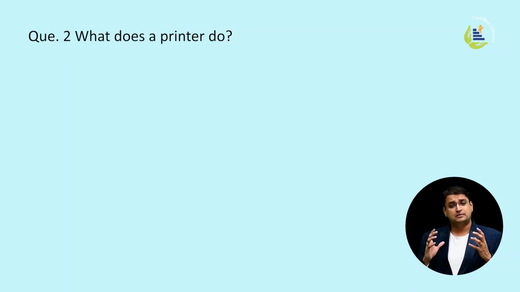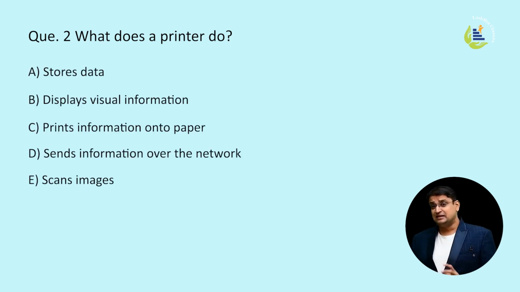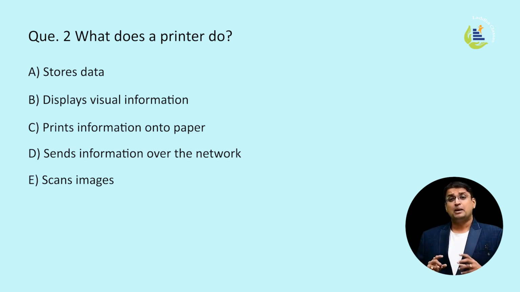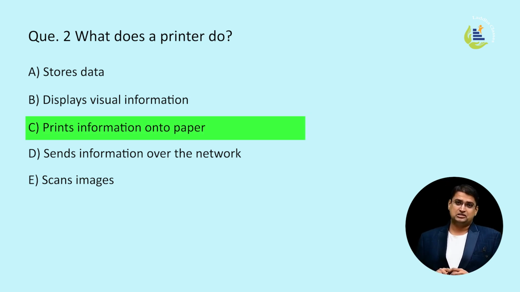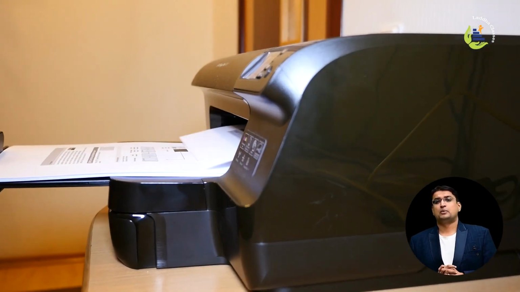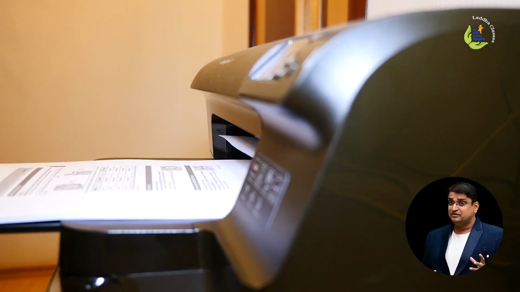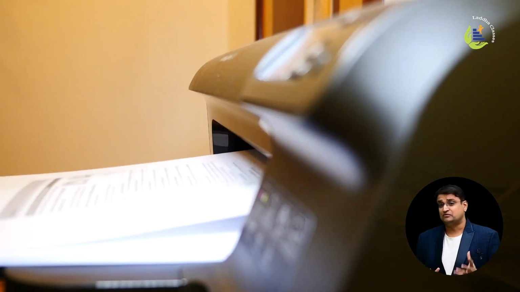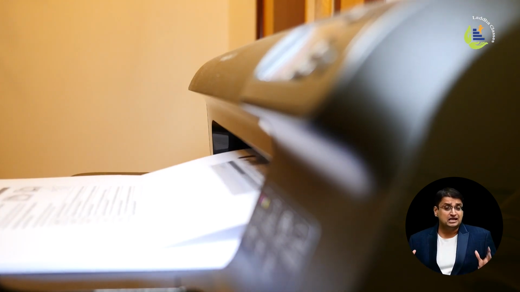Question 2. What does a printer do? Options are stores data, displays visual information, prints information onto paper, sends information over the network, scans images. Correct answer option is C, prints information onto paper. Because a printer converts digital information into a printed format, usually on paper. Other options are focus on storage, display, or scanning.